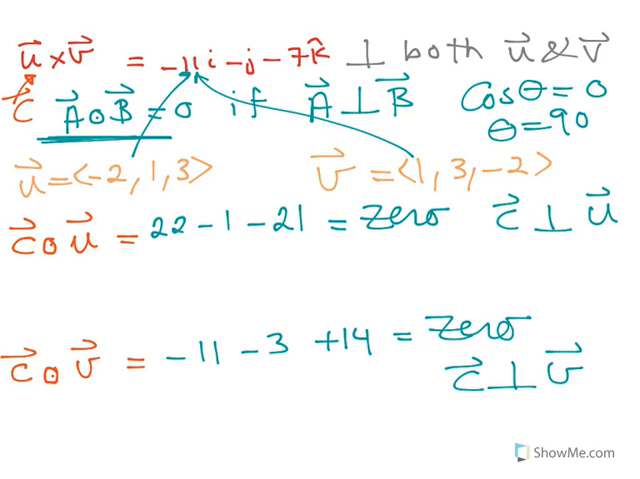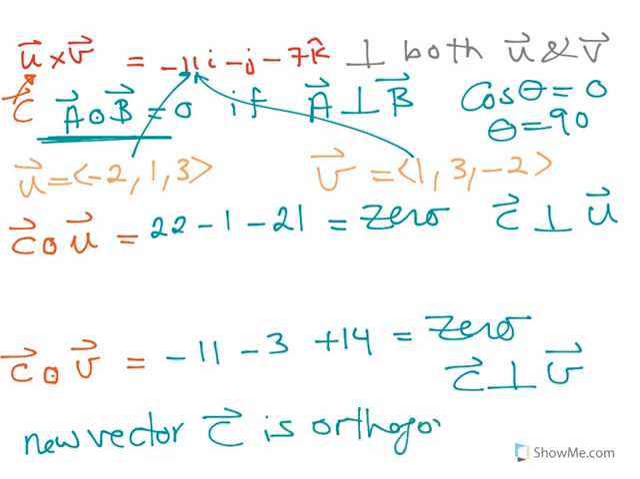That concludes that the new vector C, u cross v, is orthogonal to both of them at the same time.